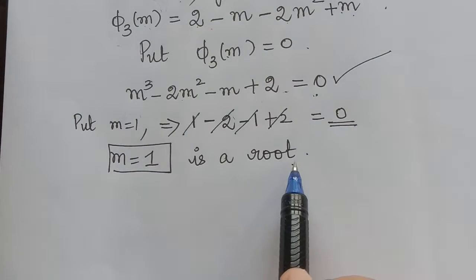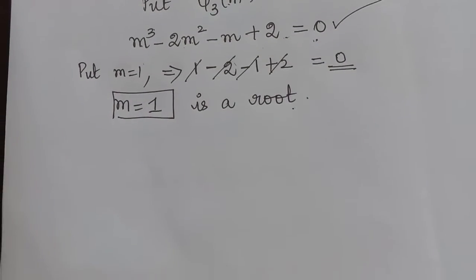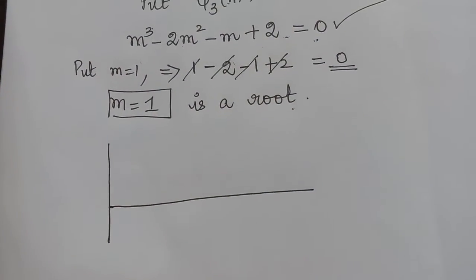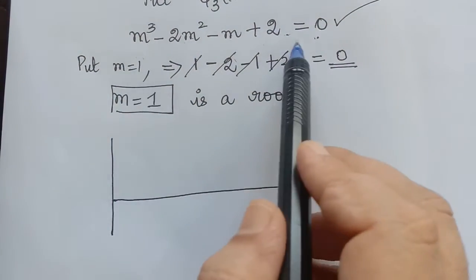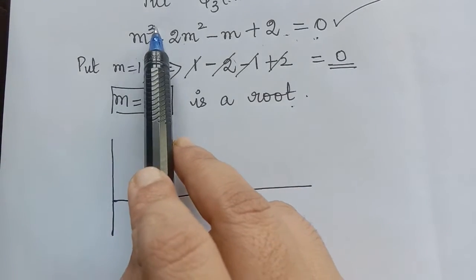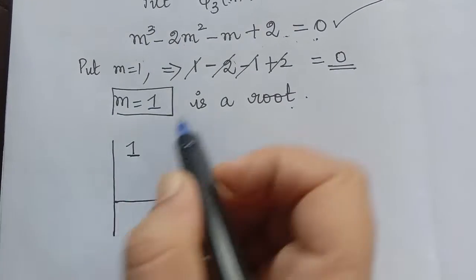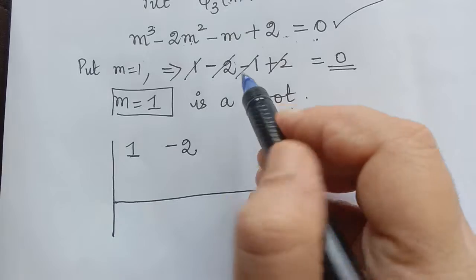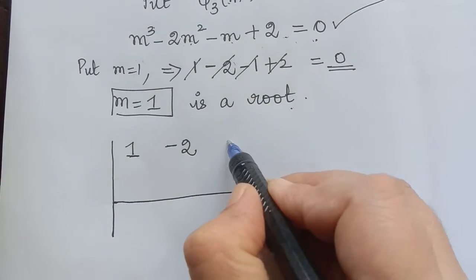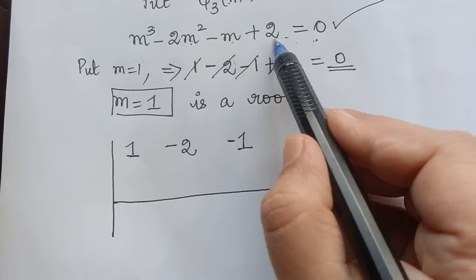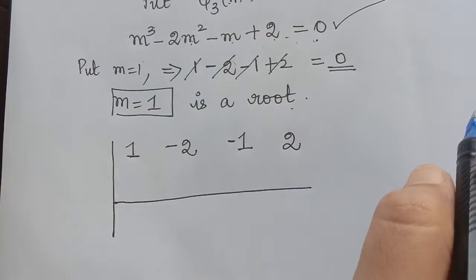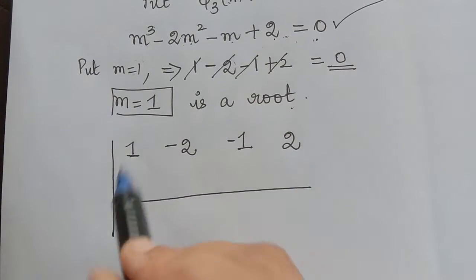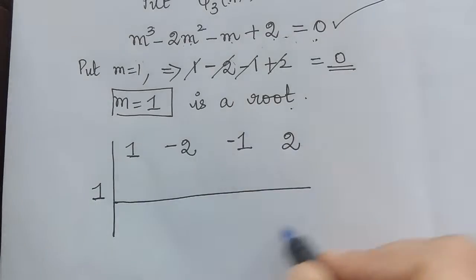Now we have to obtain the rest of the roots by using synthetic division. How to do that? For synthetic division, we write the coefficients of this cubic equation. The coefficient of m cube is 1, so write that 1 here. The coefficient of m square is negative 2, so write negative 2 here. The coefficient of m is negative 1, and then the constant term, which is 2. We write all these terms. Now we have found that m equal to 1 is a root, so we divide this equation by that root using synthetic division.